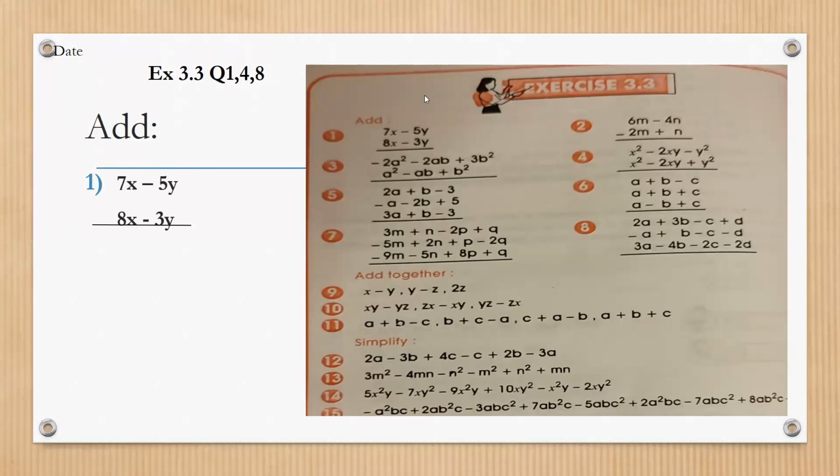Bete, index is exercise 3.3. Look at the index. I am going to highlight it. Here is the index. Look at this page. 3.3, question 148. Here is the index, okay? 3.3, question 148.